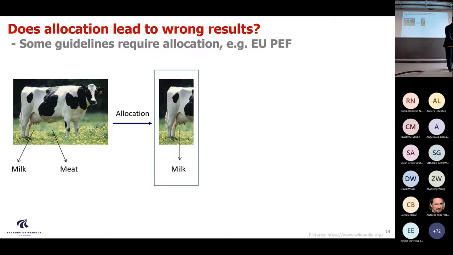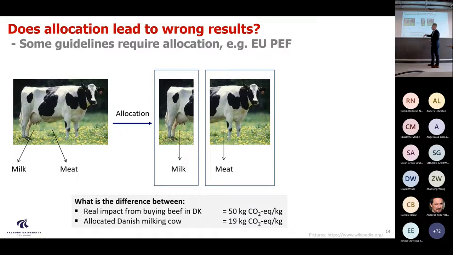So then you can ask, what is the real impact of buying beef in Denmark? If I go to the supermarket, I buy beef, what is the real impact? Let's say that's 50 kilograms, that's not too off. Then instead, if we try to allocate this guy up here, the front end, the allocated cow, if I'm allocating a Danish milking cow, then I would arrive at a result at around 19 kilograms of CO2 per kilogram of beef I'm buying at the supermarket.